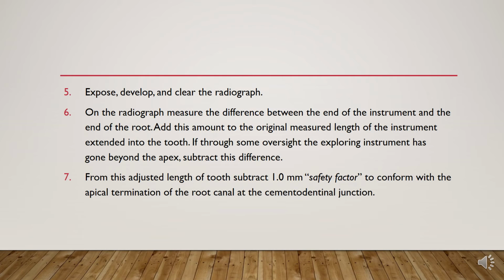On the radiograph, measure the difference between the end of the instrument and the end of the root. Add this amount to the original length of the instrument extended into the tooth. If through some oversight the exploring instrument has gone beyond the apex, then you need to subtract this difference. So always remember that from the tip of the instrument to the radiographic apex, it should be 1 millimeter and the file should be within the canal. From this adjusted length, subtract 1 millimeter to conform with the apical termination of the root canal at the cemento-dentinal junction. So this is a very easy method to determine working length.